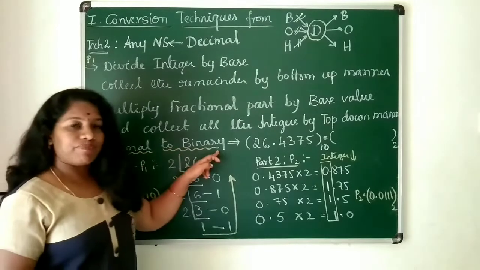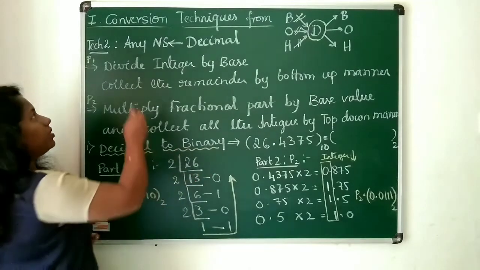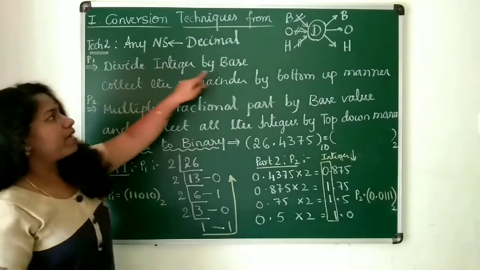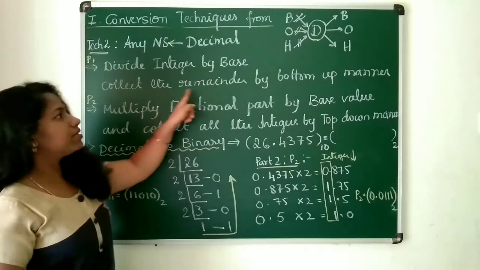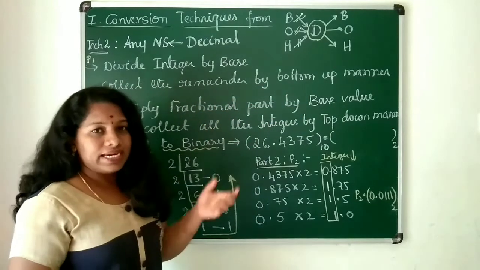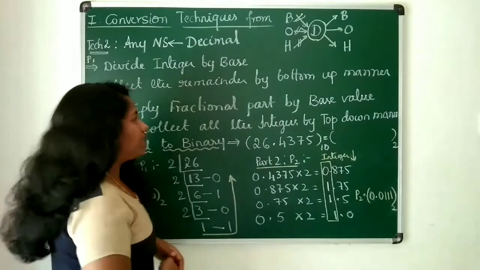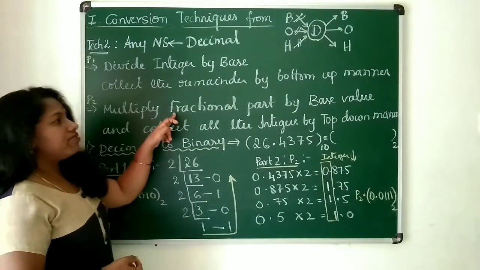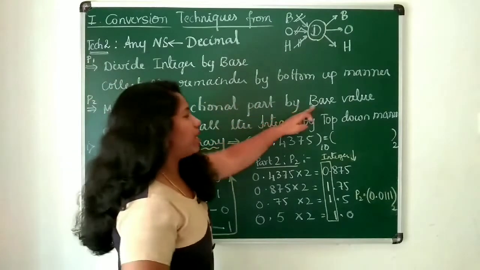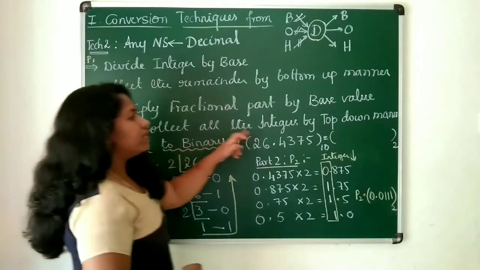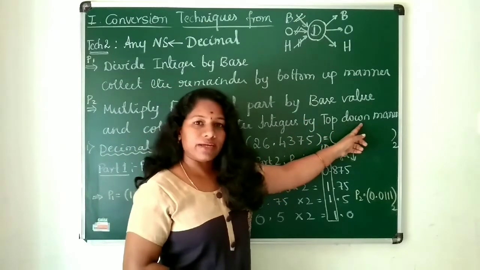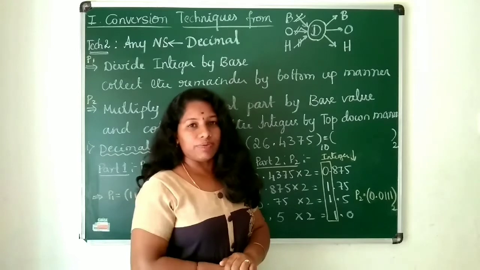Here what you need to do, you need to take the integer part of the number, divide that by base and then collect the remainder in bottom up manner. This is the hint for converting integer part of the decimal number. And then the fractional part must be multiplied by the base value and collect all the integer parts of that answer in a top down manner to get the fractional equivalent. Let us take an example here.